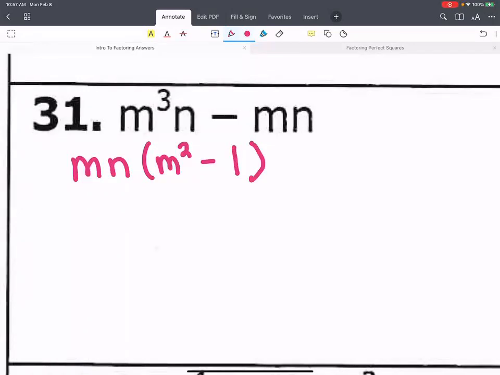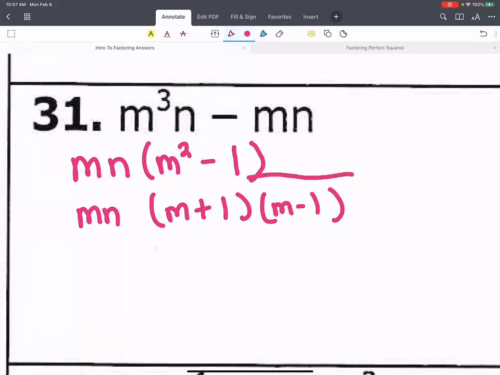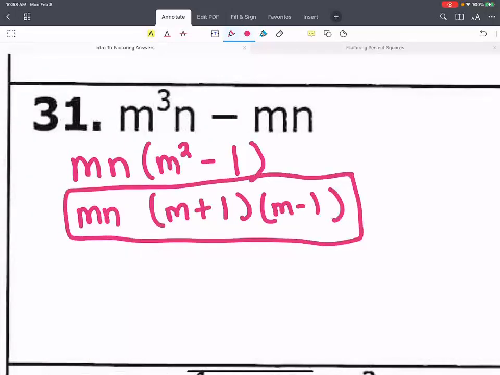Is n squared a perfect square? Yes. Is 1 a perfect square? Yes. So guess what we can do now? Difference of squares. Don't forget your mn, okay? Don't forget your quiet kid over there. What's the square root of m squared? What's the square root of 1? And do a plus 1 and a minus 1. Give me a thumbs up if you're okay with this. Give me a thumbs down if you are not okay with this. Give me a sideways thumb if you're iffy.